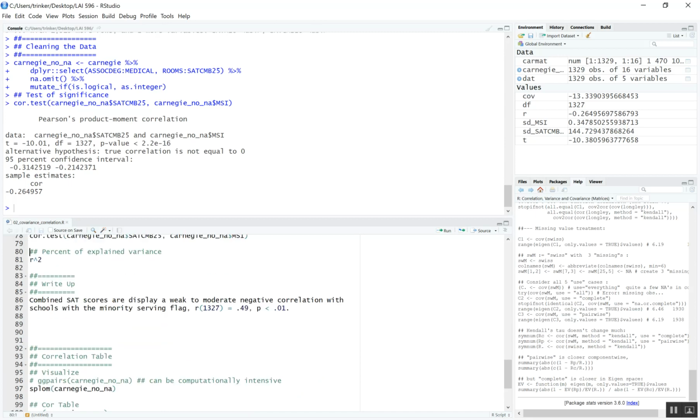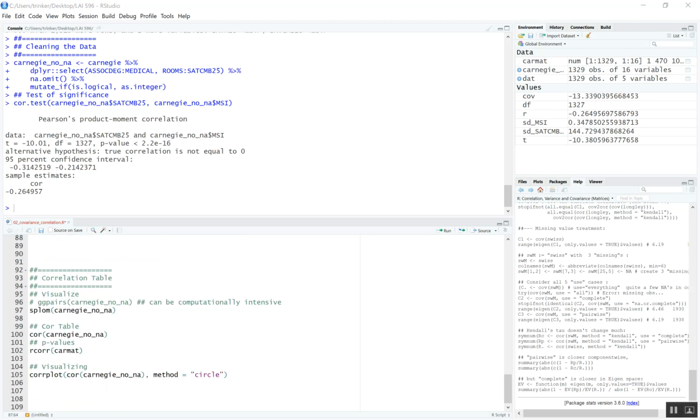So how would we write that up? We'd say something along the lines of: combined SAT scores display a weak to moderate negative correlation with schools with a minority flag. And we report the r, because that's our test statistic. You can also use the subscript xy on that as well. Then the degrees of freedom, that's n minus 2, so that's 1327, equals, and what was our r? Our r was negative 0.26. p is less than 0.05, which was our preset alpha level.